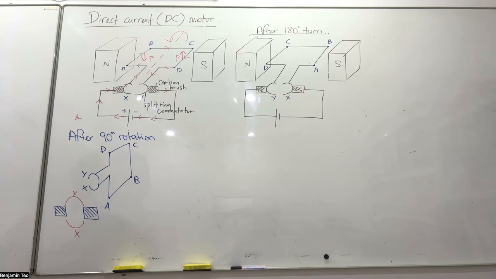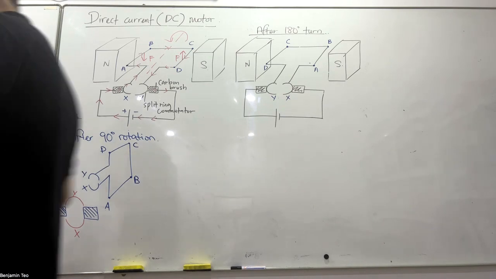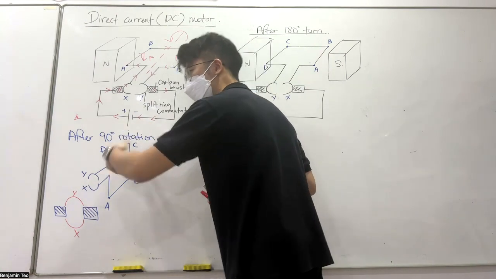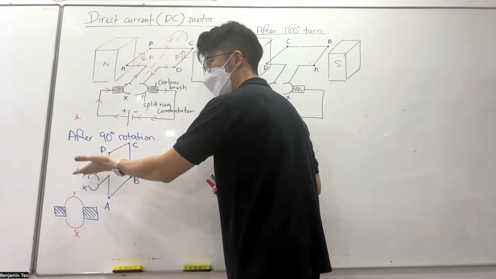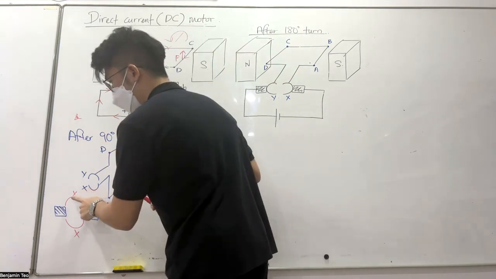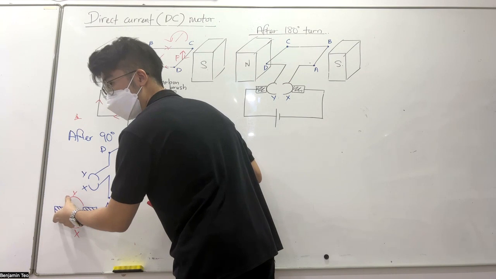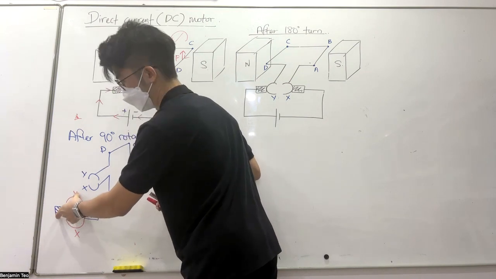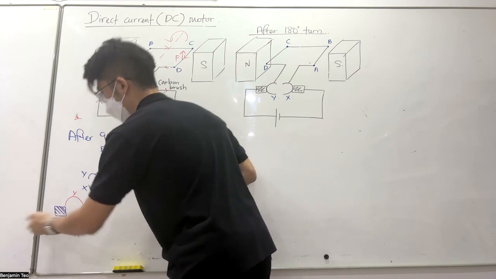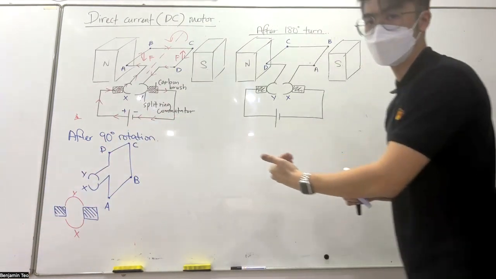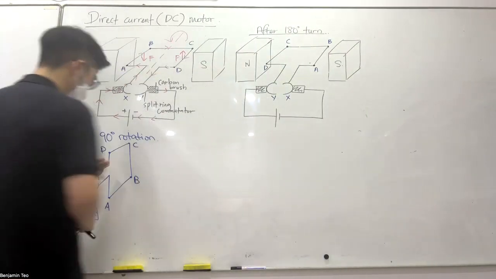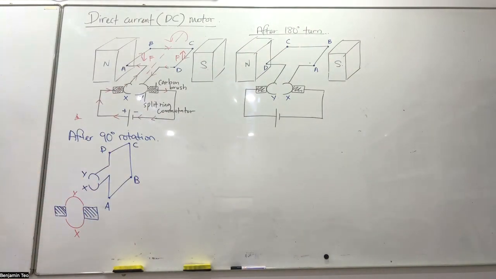So this is because of inertia, right? Even when the force is not there, it can still continue to spin a bit. It doesn't need to spin so much. It spins a little bit only, then this Y will touch the carbon brush already, and then when it touches, the current can flow in again.